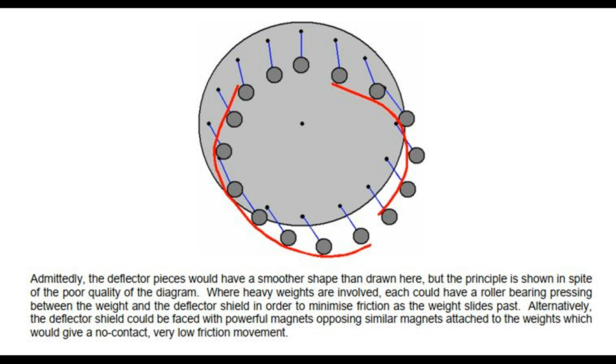Where heavy weights are involved, each could have a roller bearing pressing between the weight and the deflector shield in order to minimize friction as the weight slides past. Alternatively, the deflector shield could be faced with powerful magnets opposing similar magnets attached to the weights, which would give a no-contact, very low friction movement.